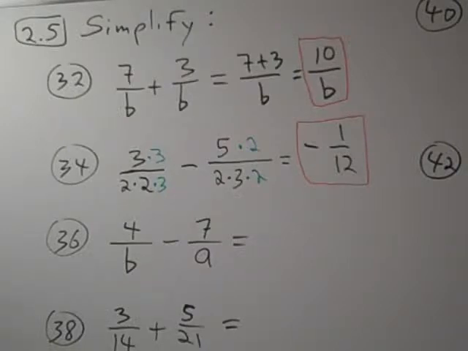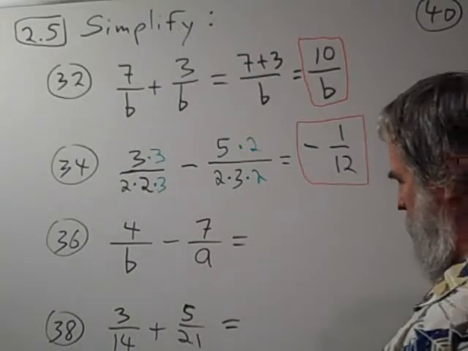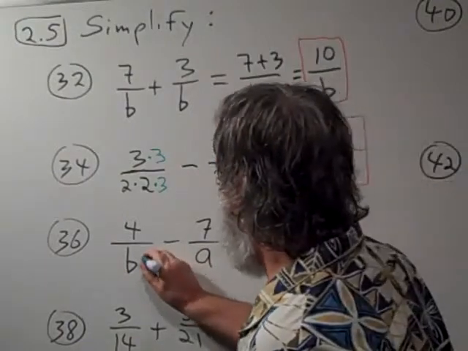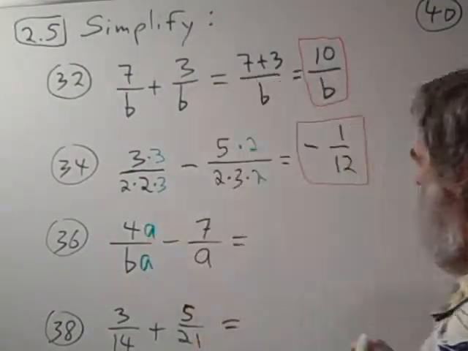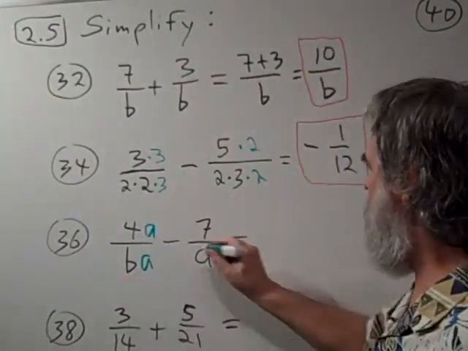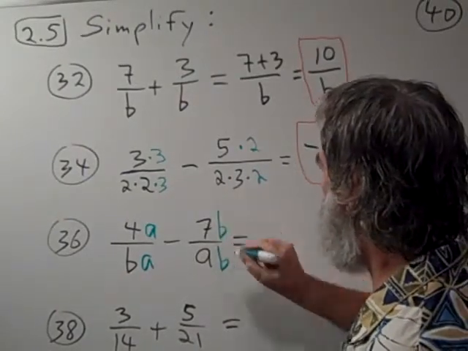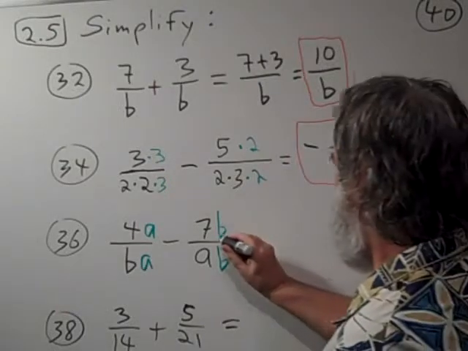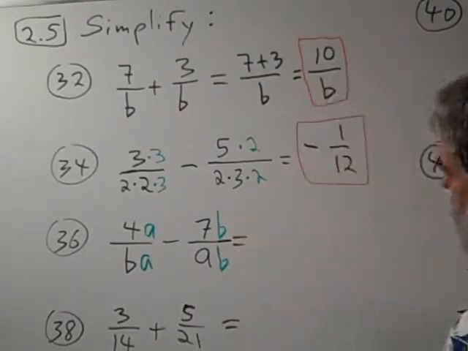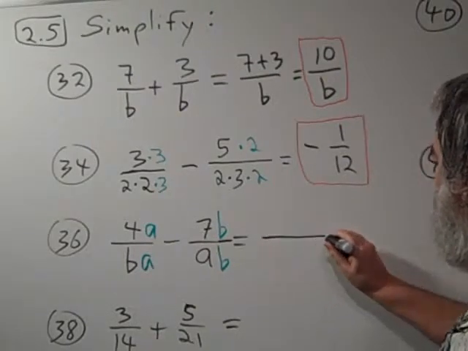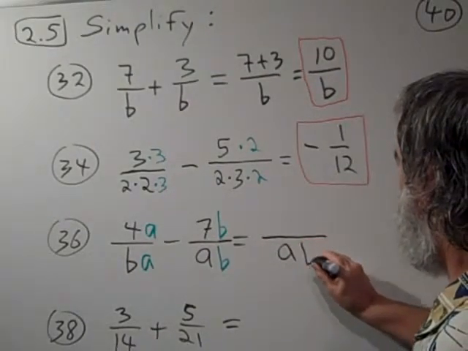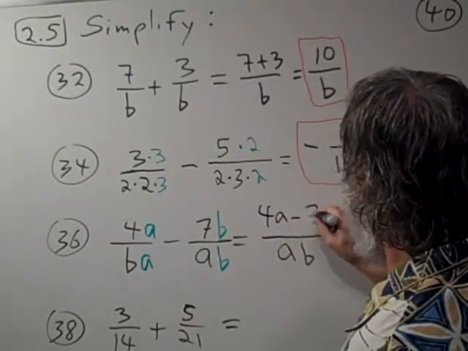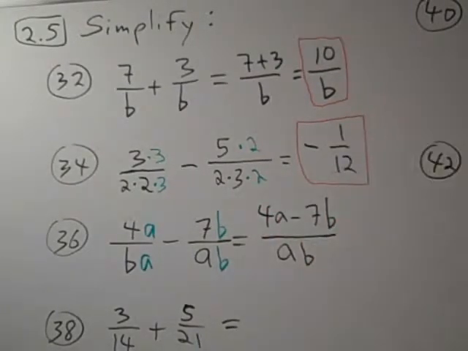In problem 36, we also have that problem that the first denominator doesn't have an a, it's lacking an a, so we give it an a. The second denominator doesn't have a b, so we give it a b. Upstairs and downstairs, numerator and denominator. Now the two denominators are the same thing, a times b, which is the same as b times a. So the common denominator is a times b. And in the numerator we have 4a minus 7 b's.